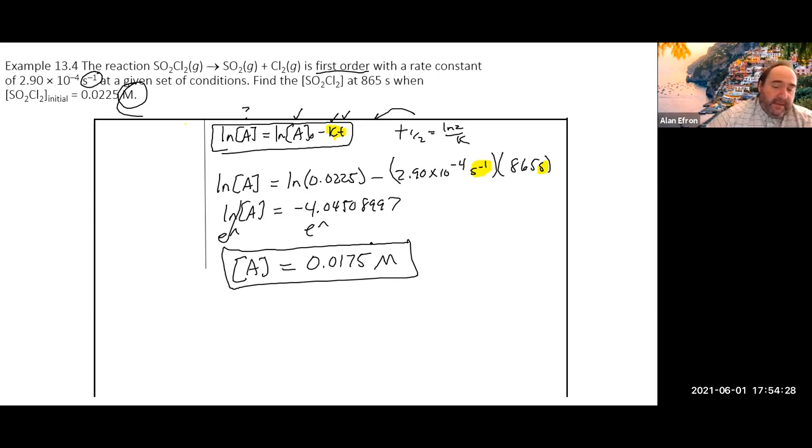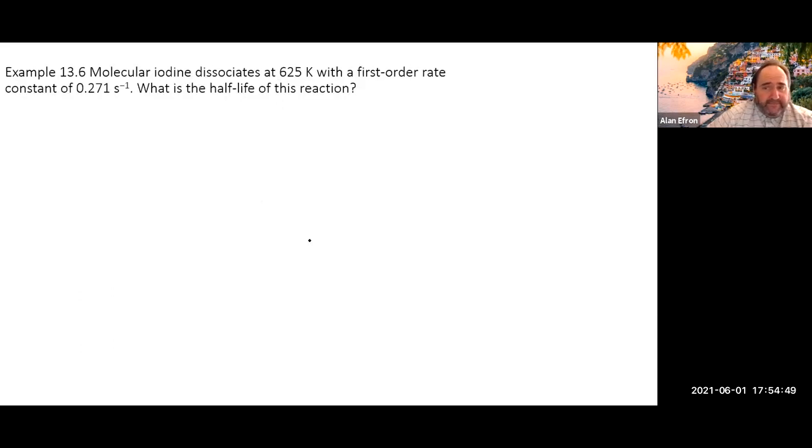We could also make sure it makes sense. Remember that this reaction is proceeding towards the products, which means we would expect this concentration to start to decrease. And we see from the initial to where we ended up, it did decrease. So that does make sense. Again, if you saw it go up, then probably something went wrong with your calculation.